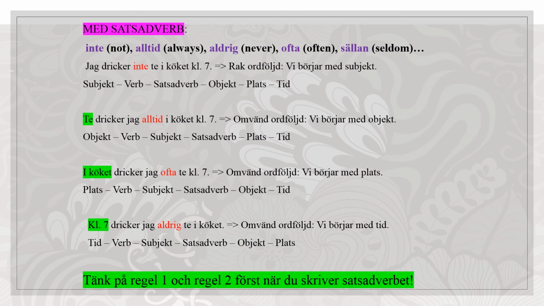So think about rule 1 and 2. First, when you write satsadverb, it is very important in the straight sentence and in the reverse sentence. So always keep in mind that in the straight sentence it always comes after the verb, and in the reverse sentence it always comes after the subject.